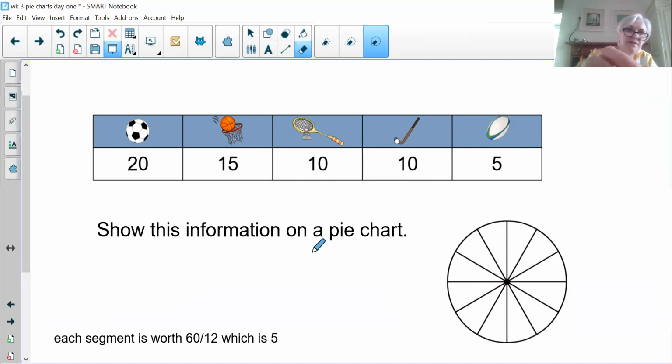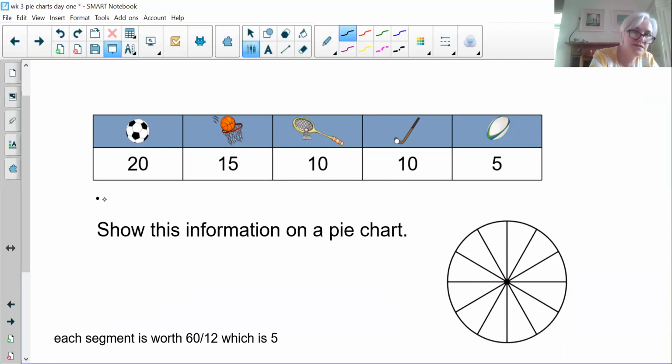Okay, so hopefully you got that 20 divided by 5 gives me 4. So each of the segments is worth 5. If I want to represent 20 for football, I'm going to need 4 of them. So 1, 2, 3, 4. And that is football. And it's 20 people.